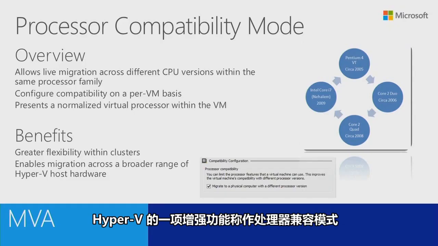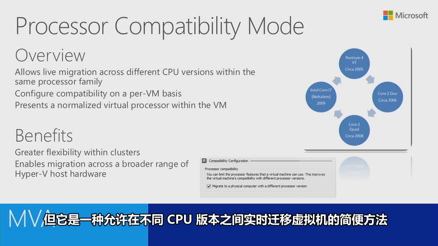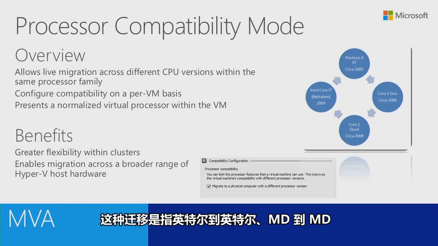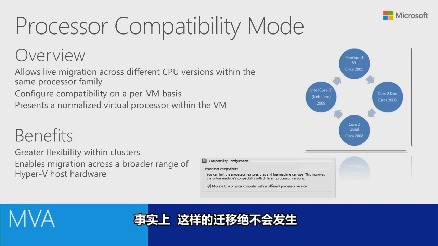So one of the enhancements we have in Hyper-V is what we call processor compatibility mode. And honestly, it's just a checkbox. But what's great about this is it's a simple way to allow you to live migrate virtual machines across different CPU versions. Now let me be very clear. It's Intel to Intel, it's AMD to AMD. It's not cross-vendor. In fact, you'll never see that. It's not going to happen. I promise you. It's going to be Intel to Intel and AMD to AMD because there are challenges enough making sure that this works in a flexible way across a broad range of server platforms.